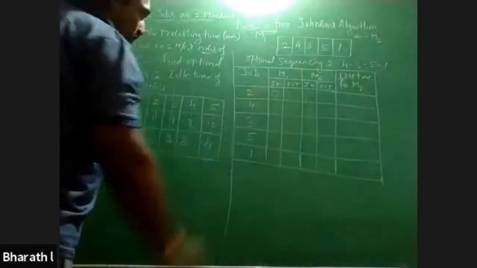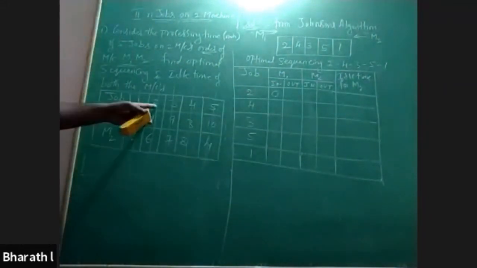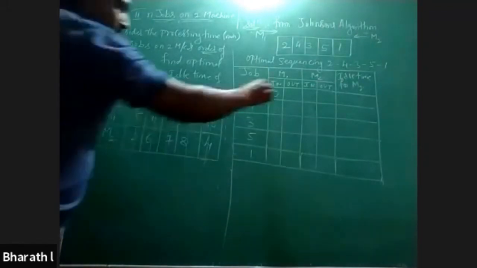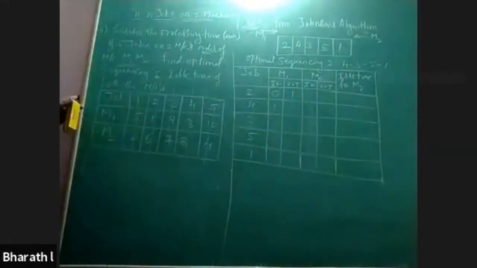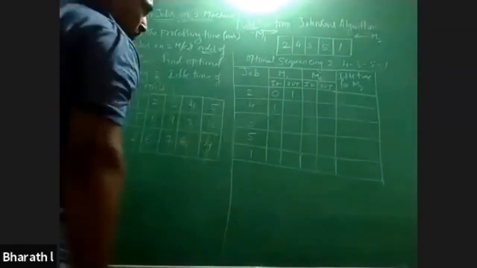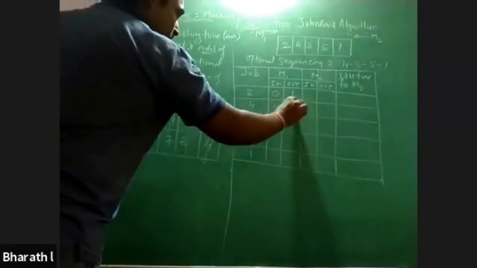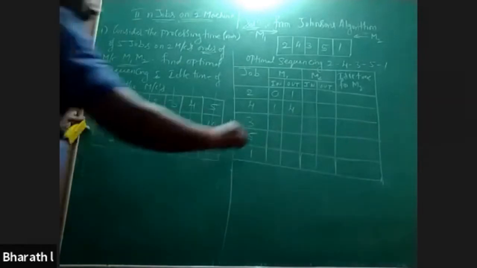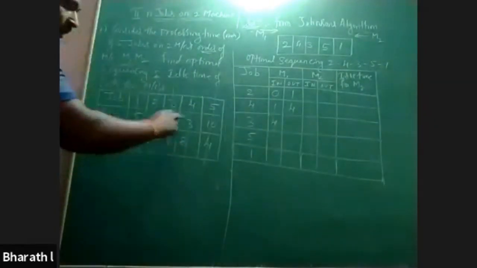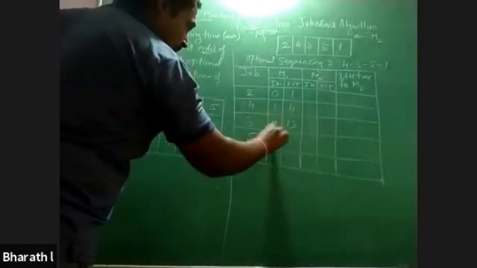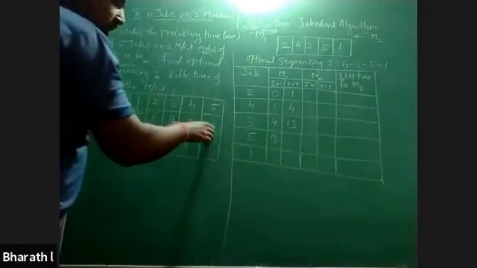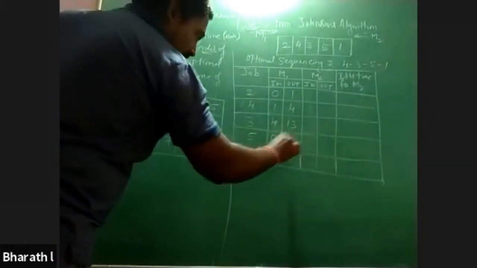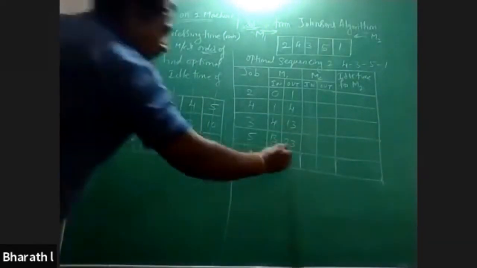In time is 0 for machine 1. For job 2 it is 1. 1 plus 0 is 1. For job 4 it is 3. 3 plus 1, you will get 4. Then next for job 3 it is 9. 9 plus 4, 13. For job 5 it is 10. 10 plus 13, 23. Here I write 23. 23 plus 5, you will get 28.